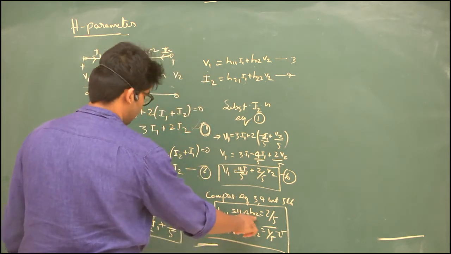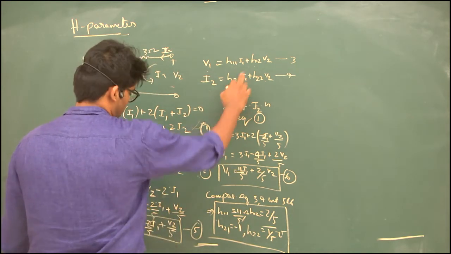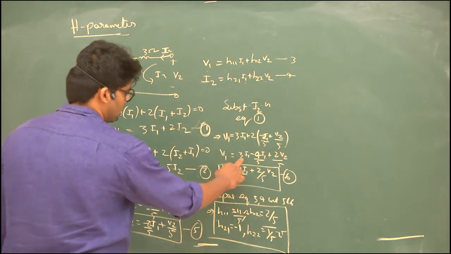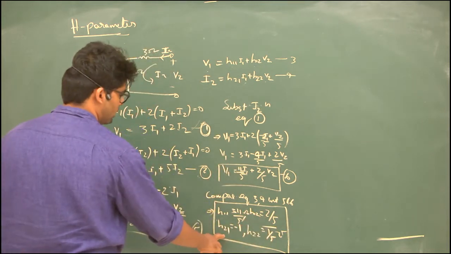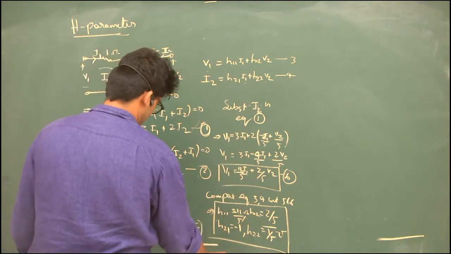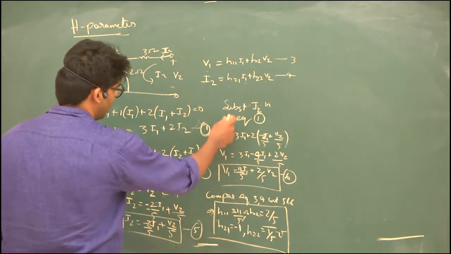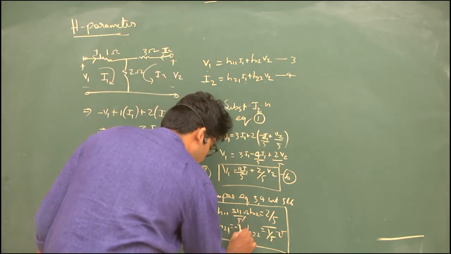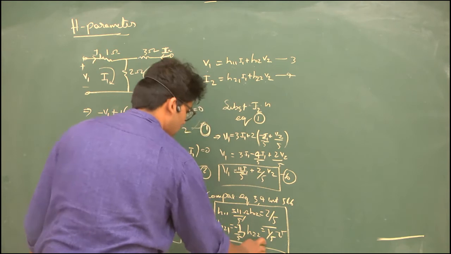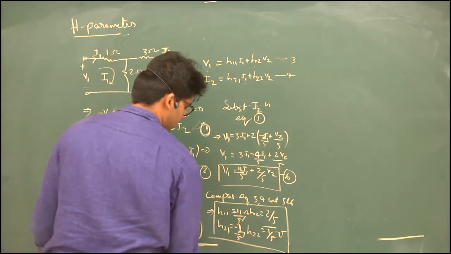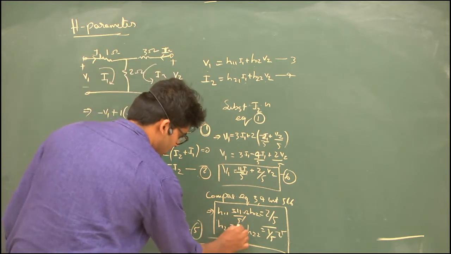H12, with respect to this equation, is 2 by 5, it is the same. H21, sorry, H21 means this one, this is minus 2 by 5. And H22 will be equal to V2, so 1 by 5. So this is 11 by 5 and this is 2 by 5.